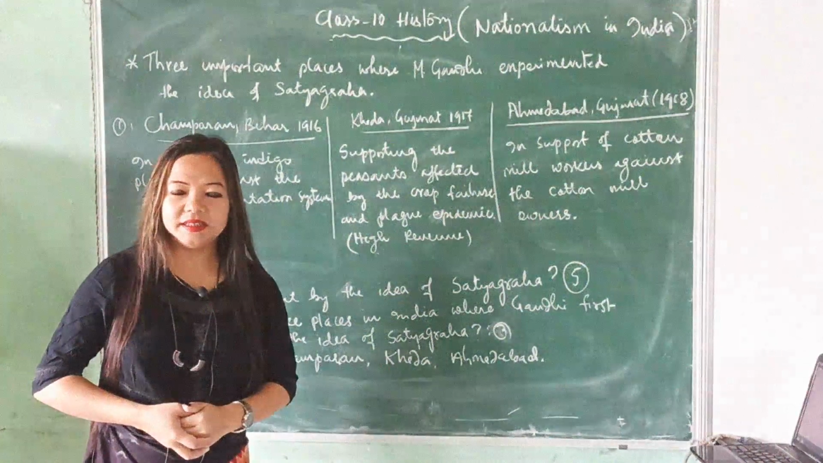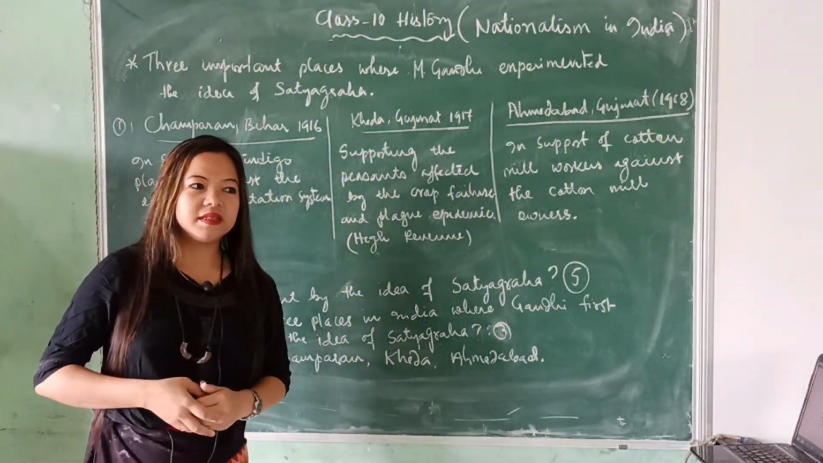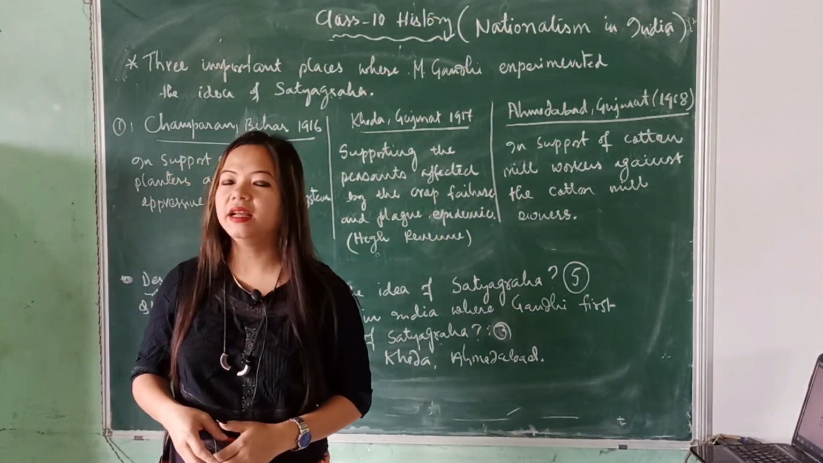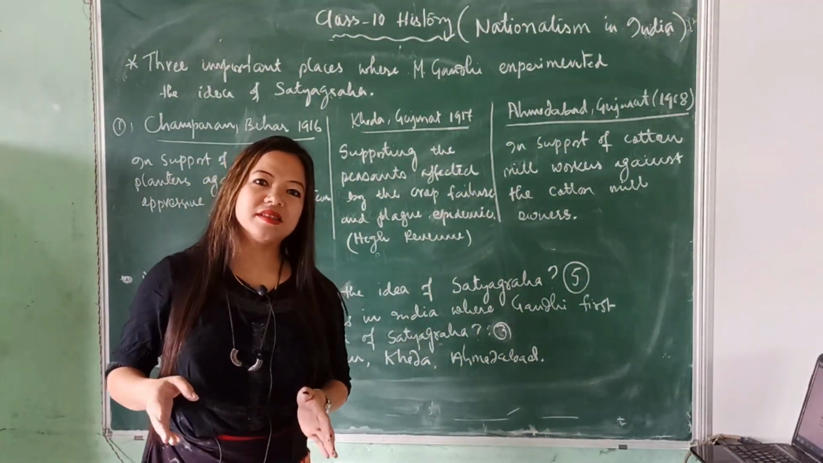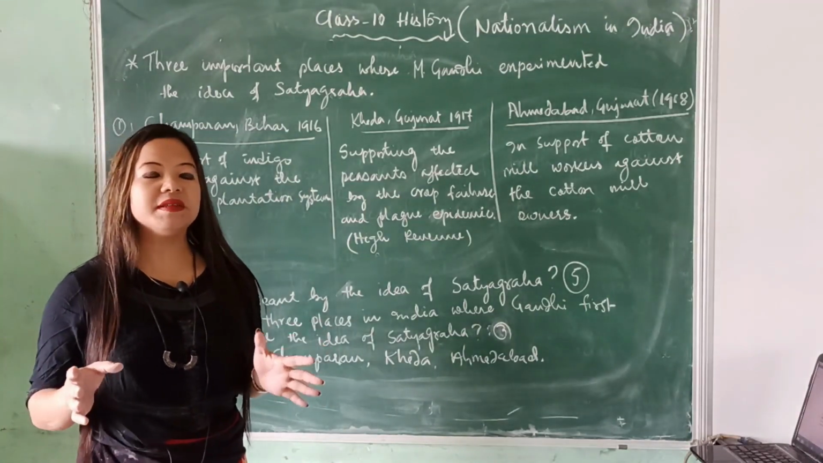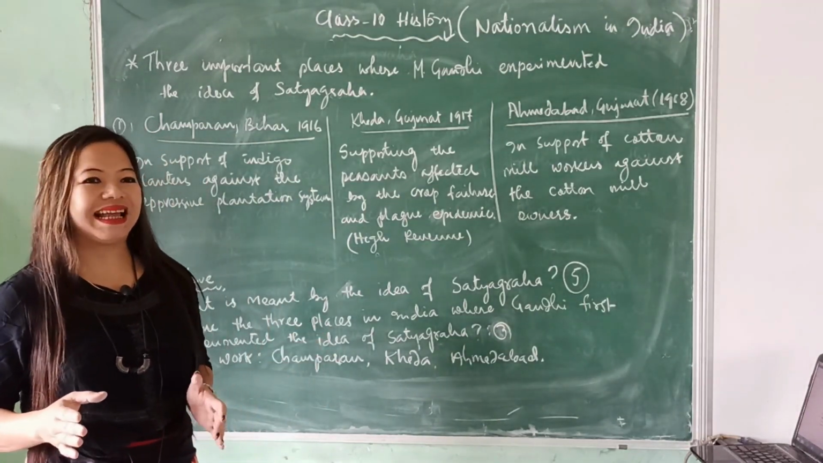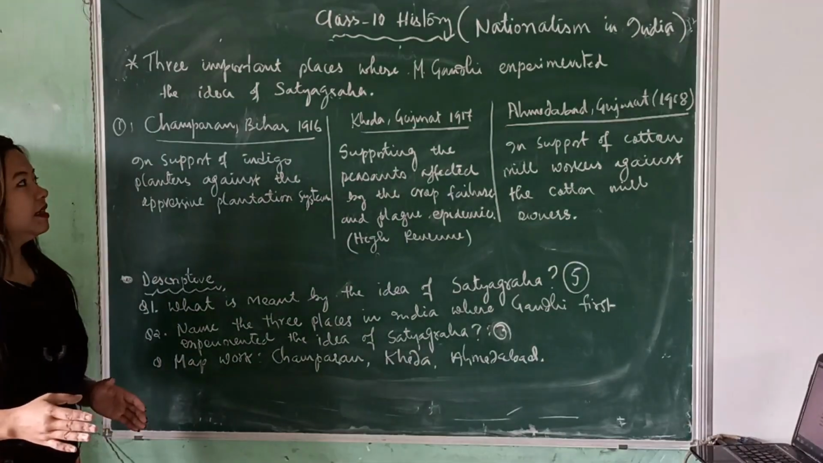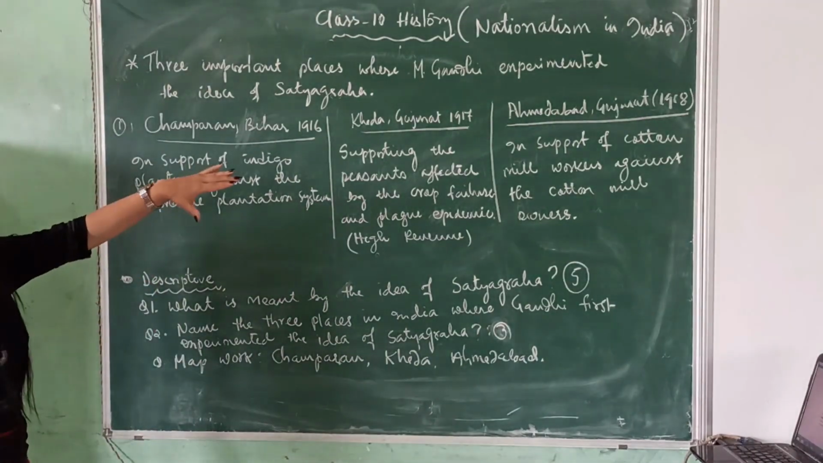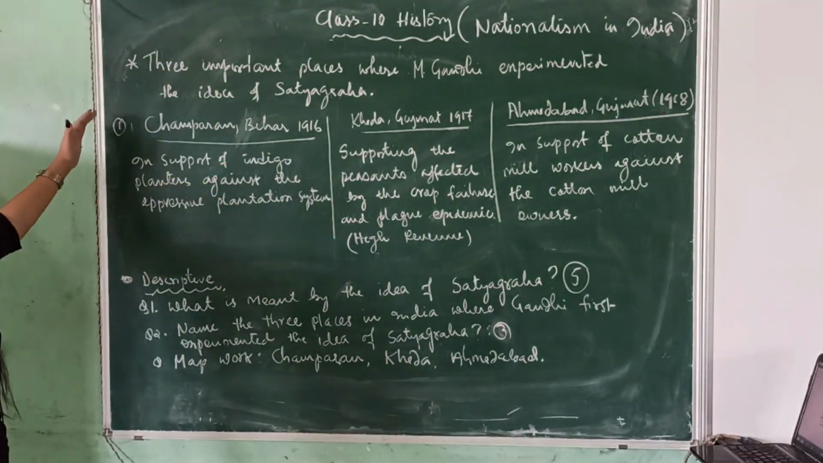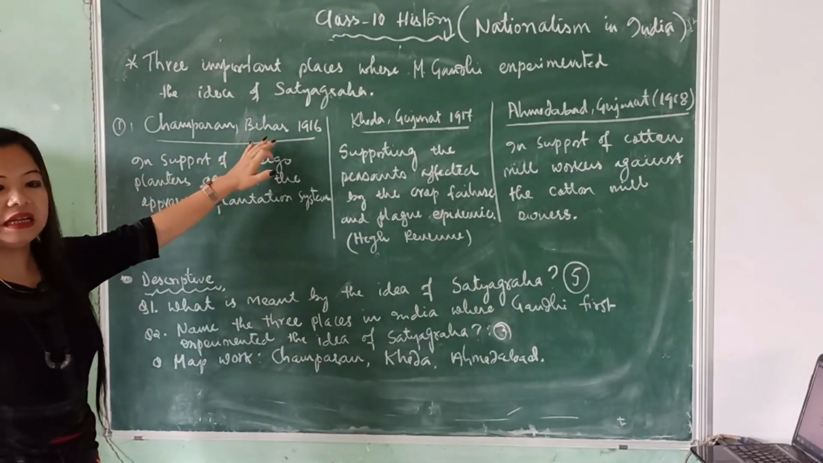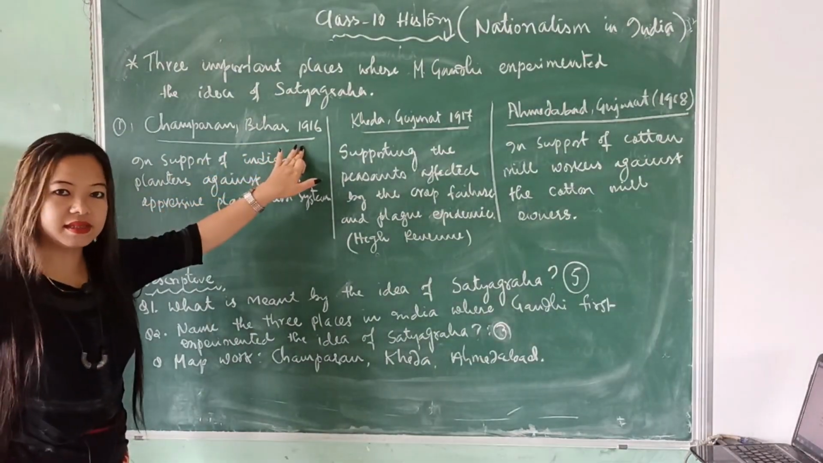After Mahatma Gandhi implemented or experimented with his idea of Satyagraha and non-violence in South Africa, in India there are 3 important places where he first experimented with his idea of Satyagraha. And these 3 important places you can see here on the board. The first one, Champaran district in Bihar in the year 1916.